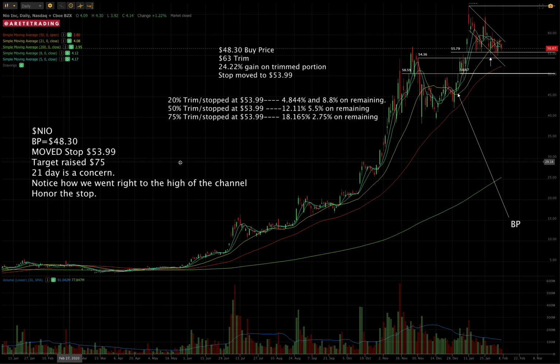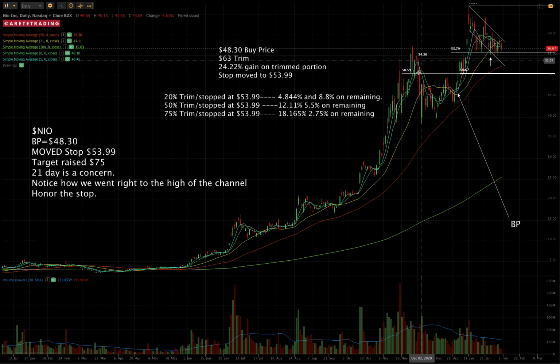So this is NIO. I'm going to give you one example of this because I want to keep this short and sweet. On NIO, we got in at 48.30. We stated to trim on NIO day. I'm going to just take the low of the day for the math purposes, and we made a 24.22% gain on the trimmed portion. We then moved our stop up to 53.99. Here we took 20% and stopped out the rest at 53.99. This is just for educational purposes. So we would have made 4.8% on 20% of it and 8.8% on 80% of it.